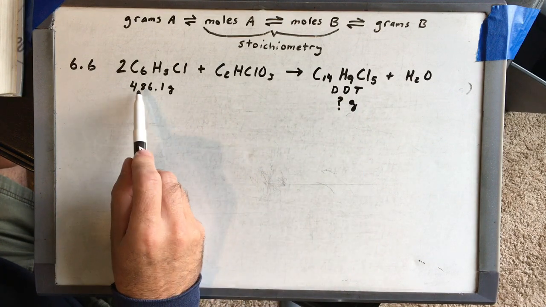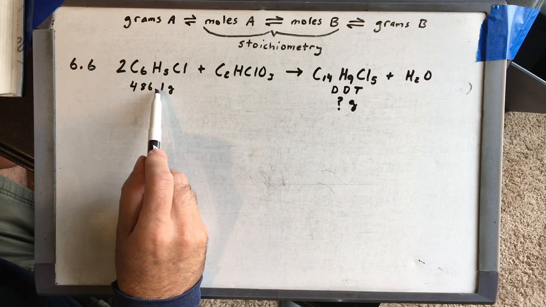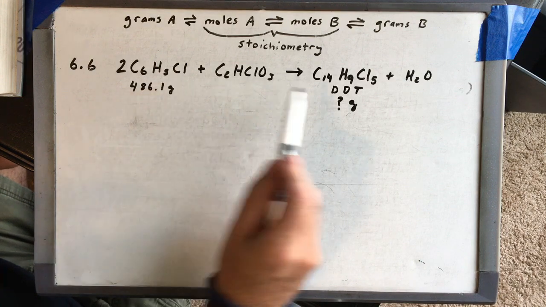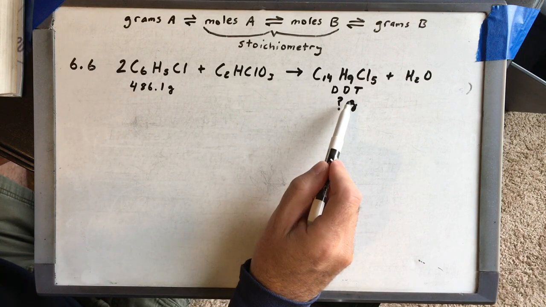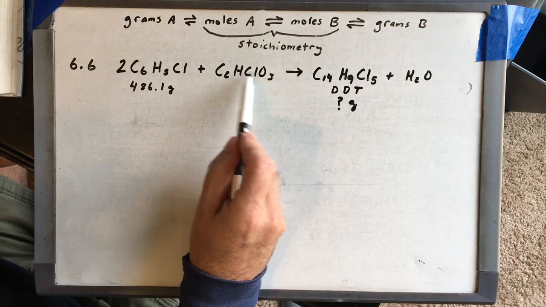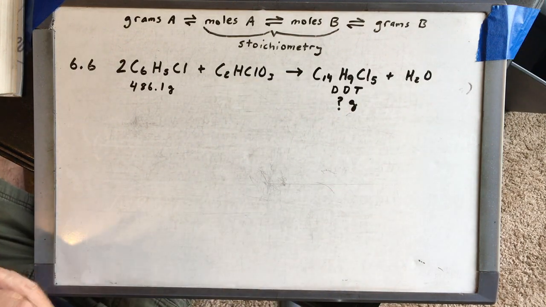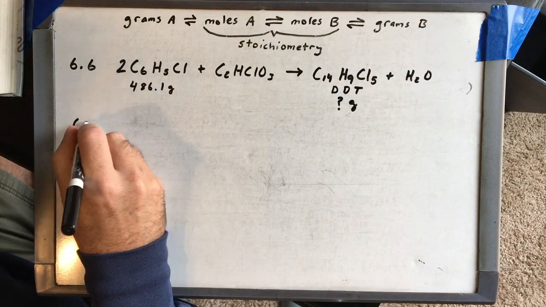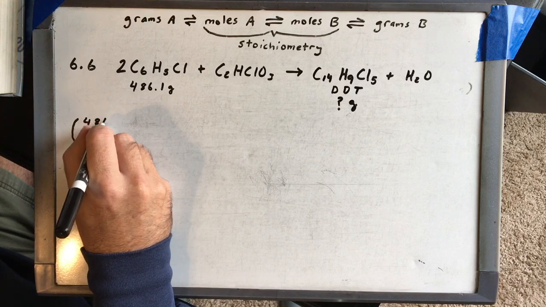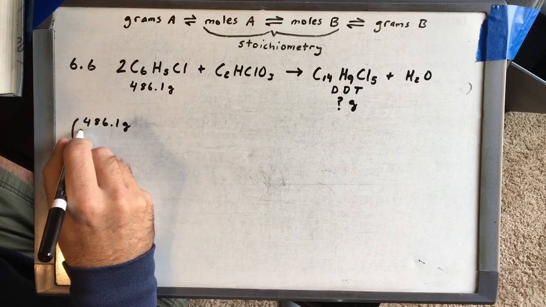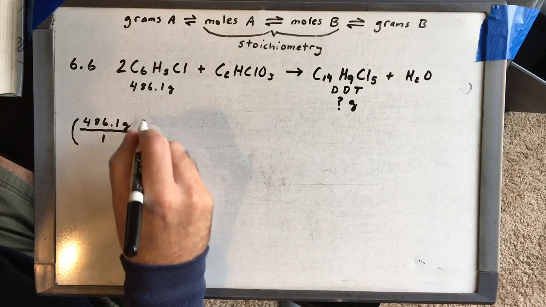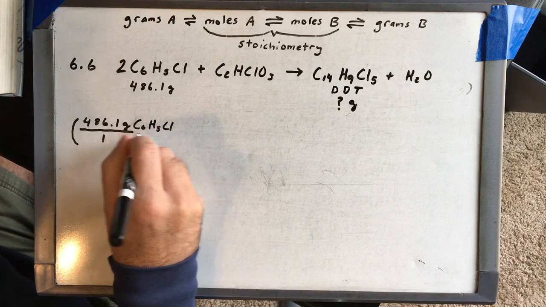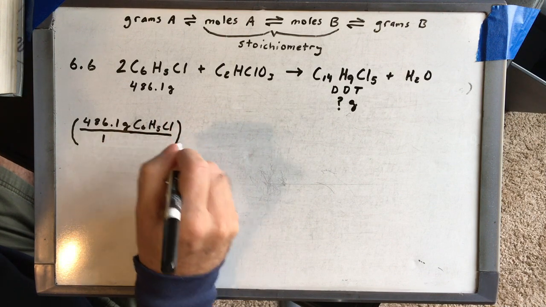All right, so I like to, again, write what I know underneath the compound, and then put a question mark in the one that I'm going to, so I don't accidentally convert to this or to that. It just helps me see what I'm doing. So you always start out on the far left of your paper with 486.1 grams. Put it over, and this is C6H5Cl. Put it over 1.